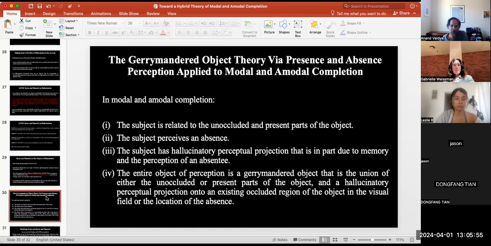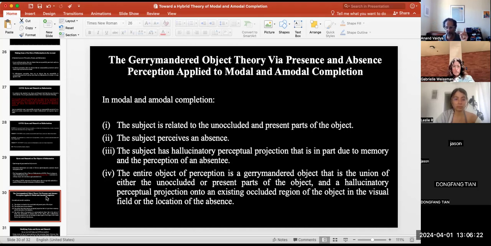Okay, so the gerrymandered object theory via presence and absence perception applied to modal and amodal completion. So what we're doing is taking this theory and applying it to the form of modal and amodal completion to generate a hybrid theory as an account. So in modal and amodal completion, the subject is related to the unoccluded and present parts of the object. The subject perceives an absence.